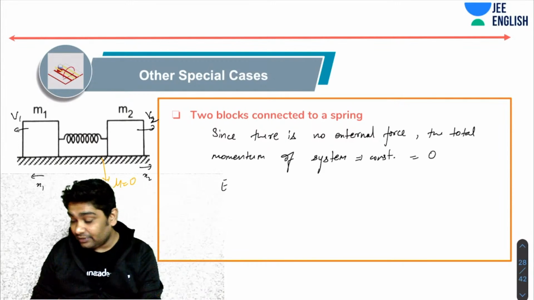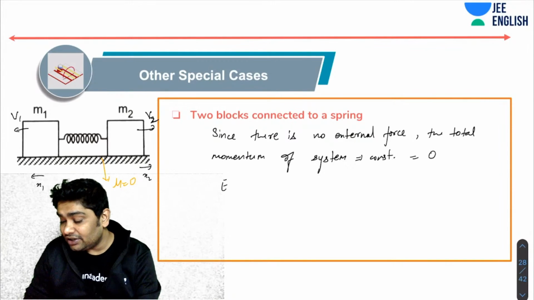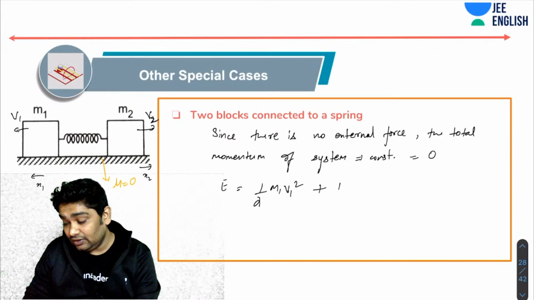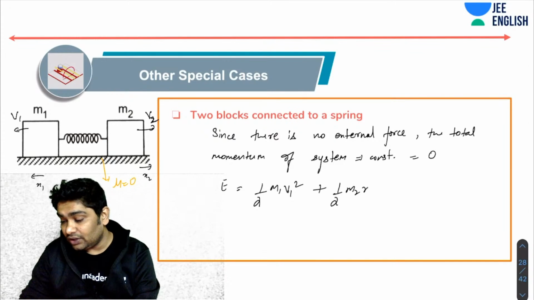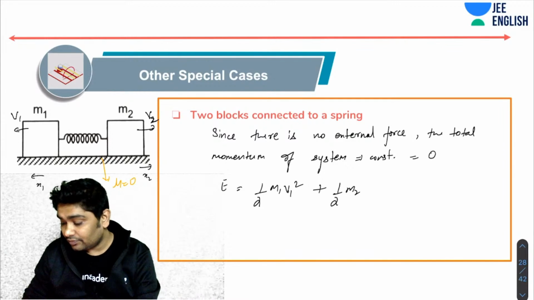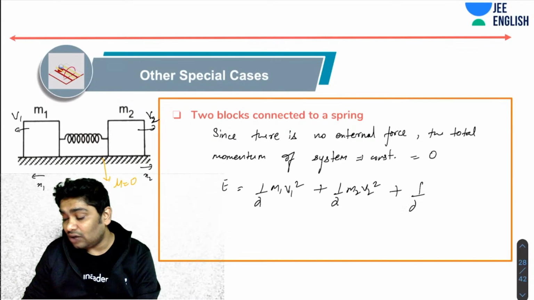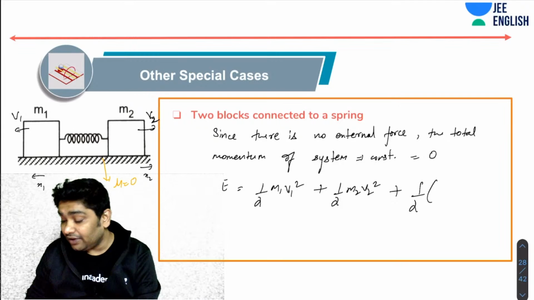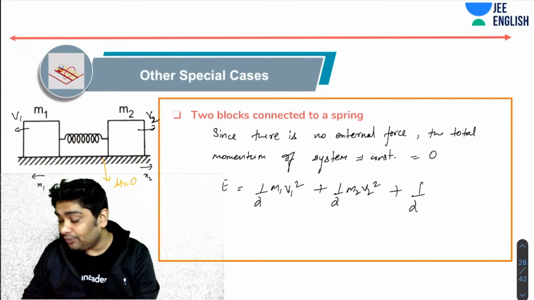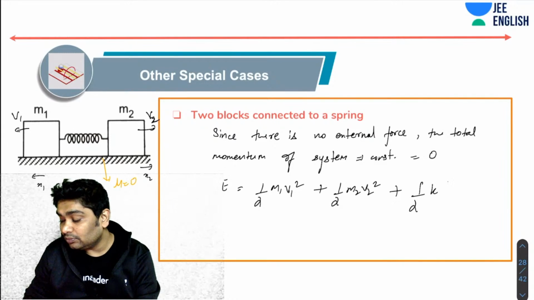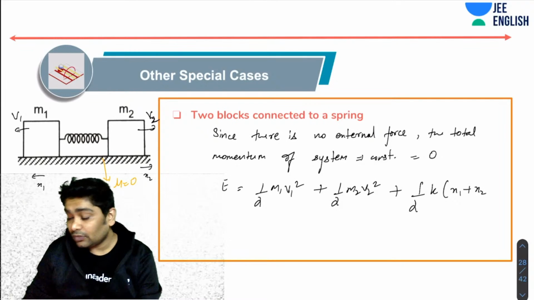At this instant, what is the energy? Energy is going to be half m1 v1 square plus half m2 v2 square plus half kx square. So how much would the spring have gotten stretched by now? x1 plus x2, correct?